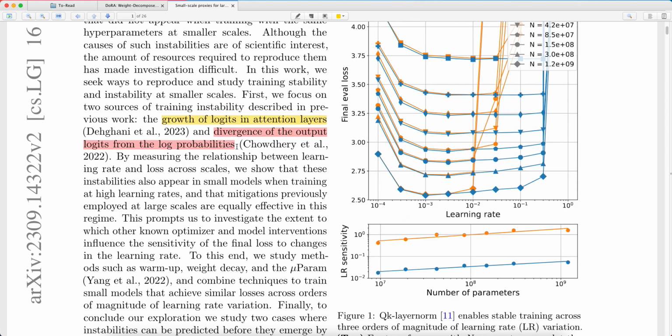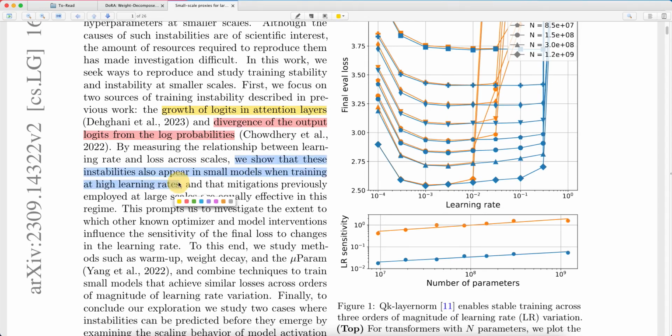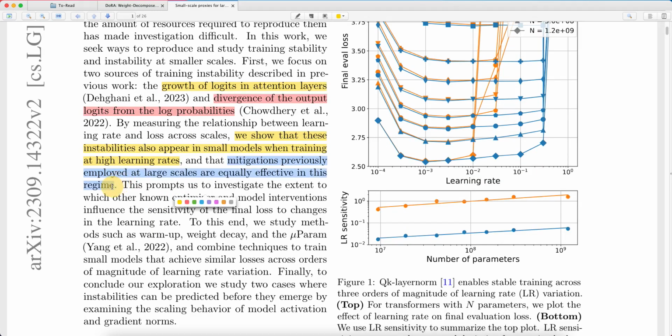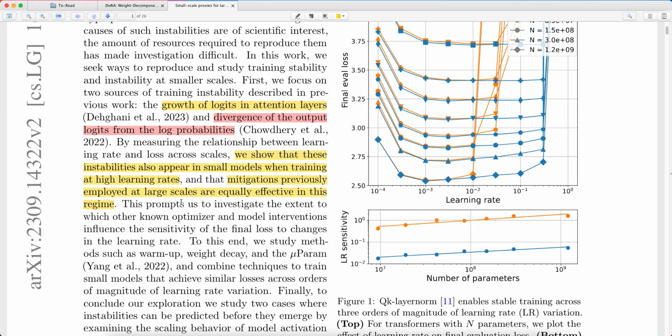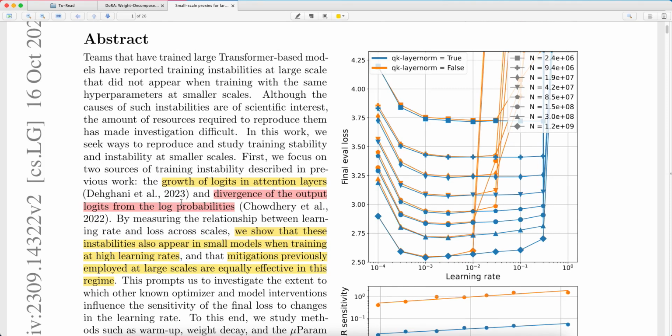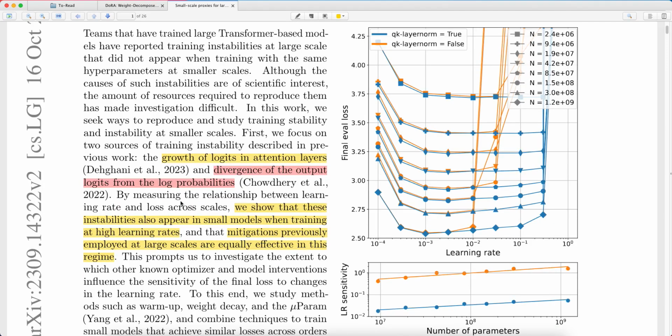Divergence of output logits from the log probabilities, that doesn't, but I'm assuming they'll explain it. High learning rates is where these instabilities occur, and the mitigation that works for large models also works for small models. So from what I'm understanding so far, they're trying to study these things at a small scale because that's more compute efficient, and they're finding that what applies at small scale also applies at large scale, I think. That's kind of what I'm taking from it.